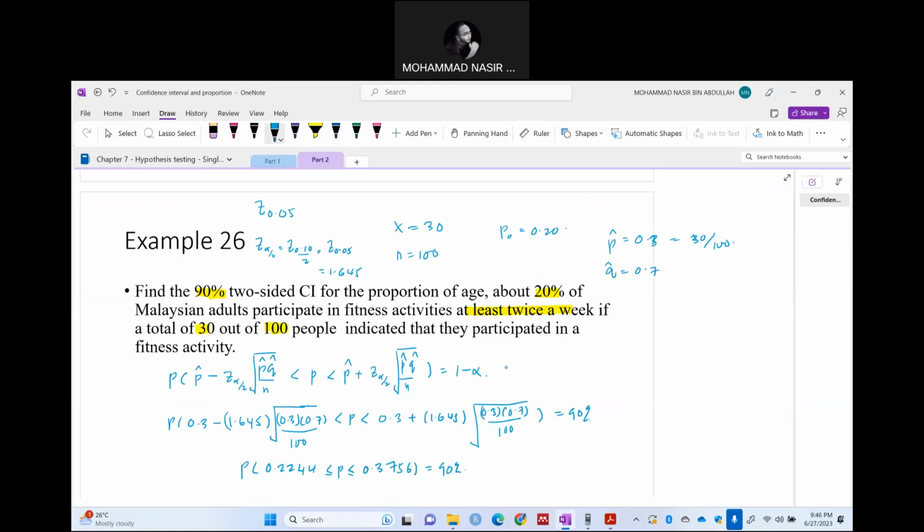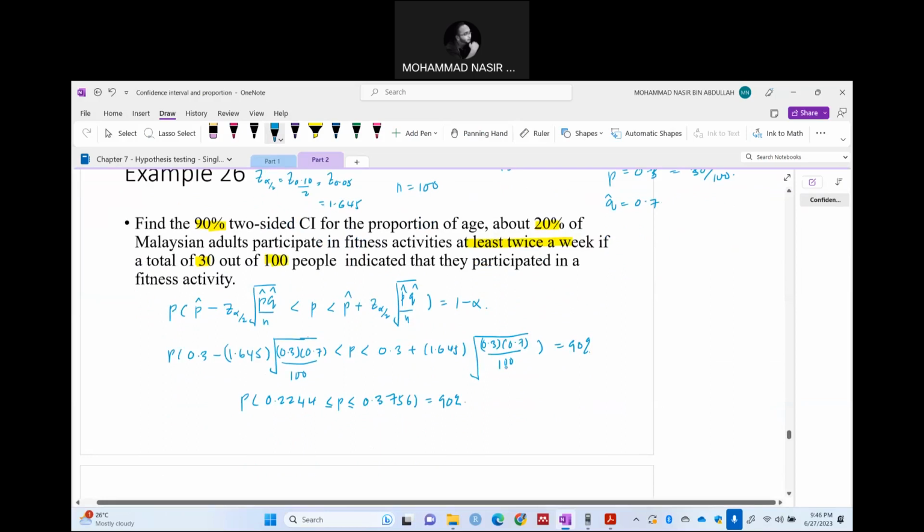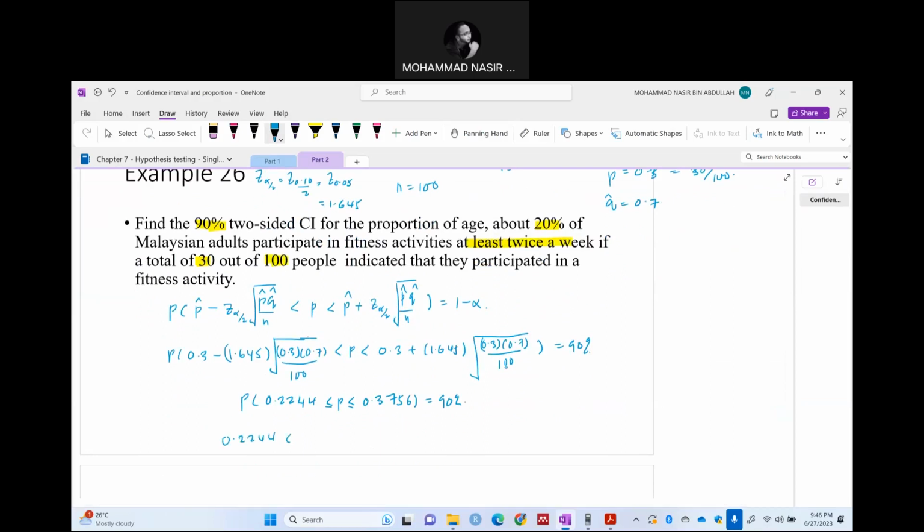So in a confidence interval, normally we will put 0.2244 until 0.3756, or 0.2244 less than p less than 0.3756. Either method is correct. So this one is correct, this one is correct, this one is also correct.